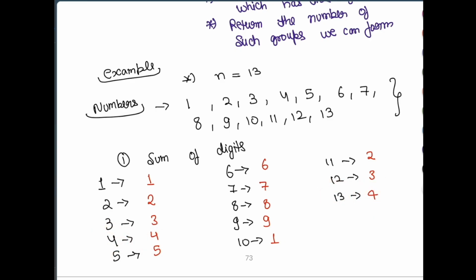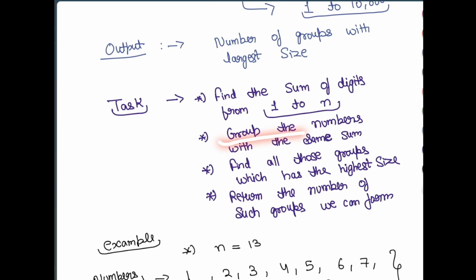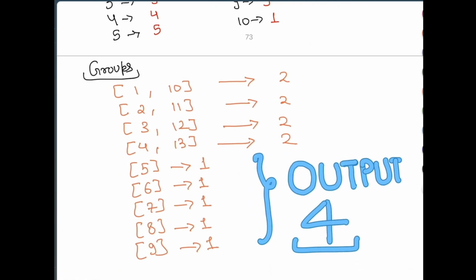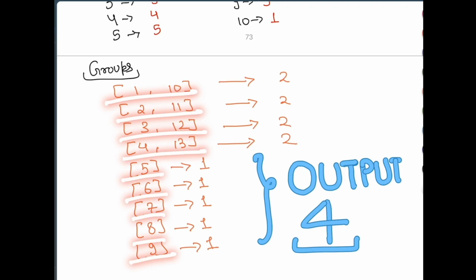The other numbers, 5, 6, 7, 8 and 9, will belong to separate groups. 5 will be a separate group, 6 will be a separate group, and similarly 7, 8 and 9 will be separate groups. So from here we can say that we have found the groups of the numbers with the same sum, and the groups are 1, 10, 2, 11, 3, 12, 4, 13, 5, 6, 7, 8, 9, right?